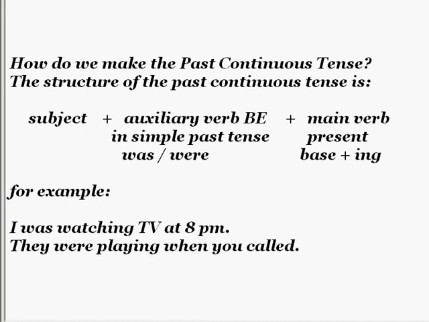Okay? Now, how do we make the past continuous tense? The structure of the past continuous tense is the subject, the auxiliary verb in simple past tense, of course, that should be was and were, and then the main verb in the present tense plus ing. So that could be, for example, I was watching TV at 8 p.m. Our subject is I, pronoun I. Our auxiliary verb is was, and then our main verb is watch plus ing. That's why we got I was watching TV. Another one, they were playing when you called. They, our subject, were our auxiliary verb, and then playing is our main verb in the present tense plus ing.